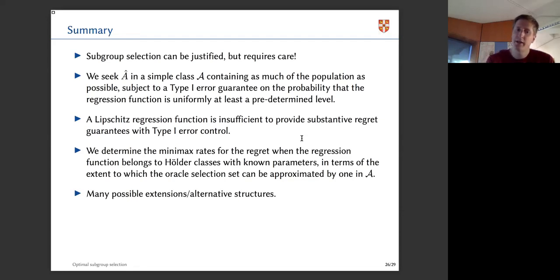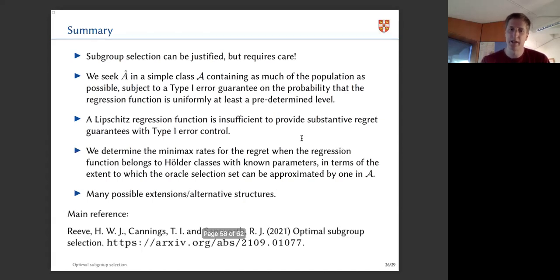I think there are many different ways in which you could formulate this problem. I'm starting to think about some possible alternatives. I think this is potentially quite a wide open area at the moment, and I hope I might have piqued the interest of some of you in the audience. If you're interested in reading more, then this is the main reference on which the work is based. With that, I will stop and thank you very much for your attention.